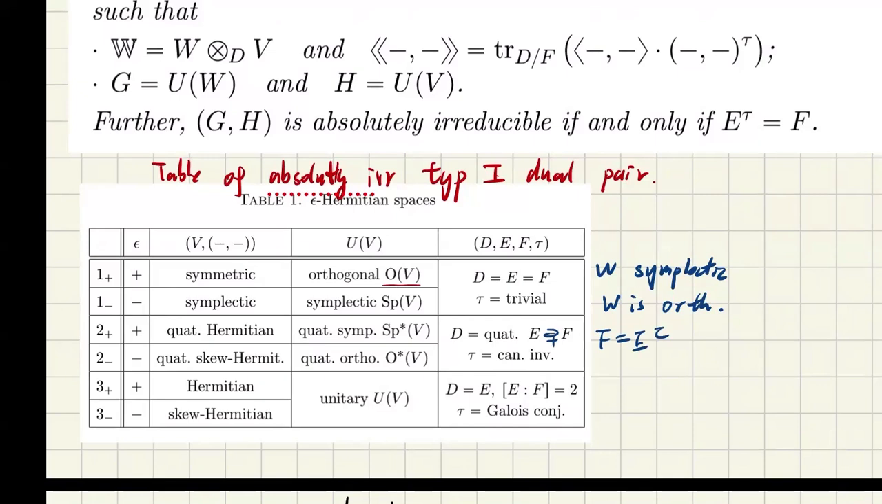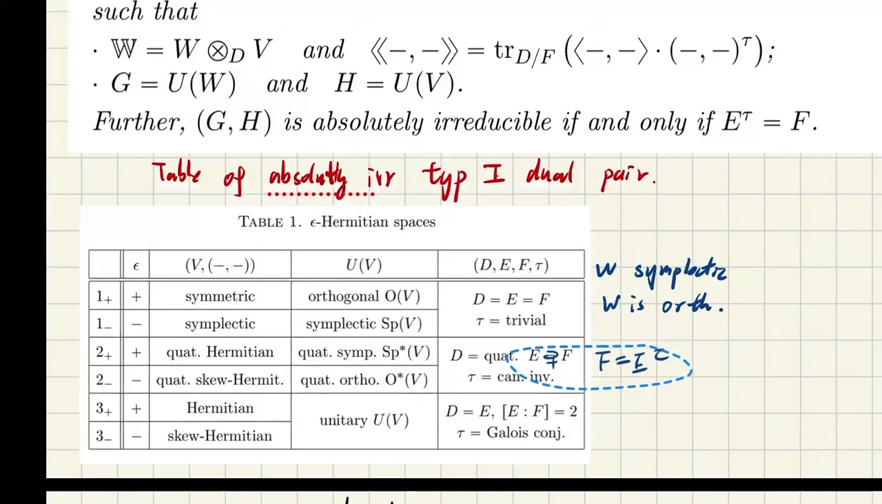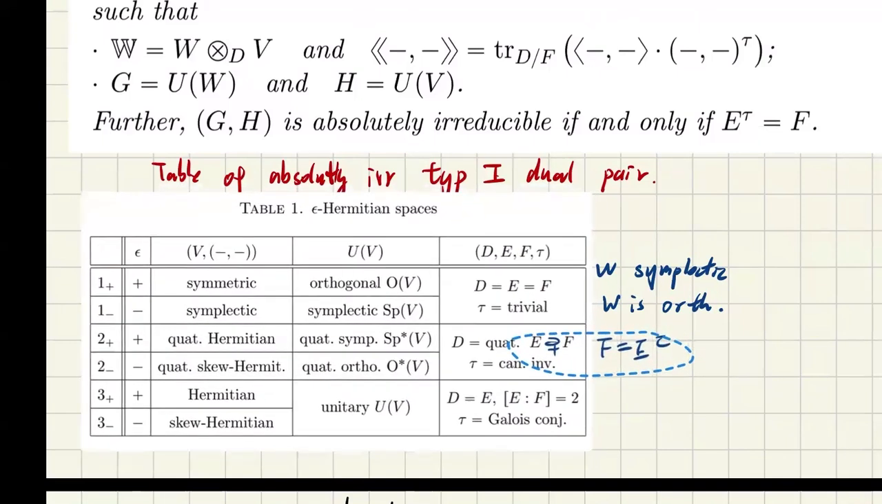Okay, so in this case, if epsilon is plus, then V is a Hermitian space. I'm sorry, I think I should go this way, my mistake. So the quadratic extension case is this one.